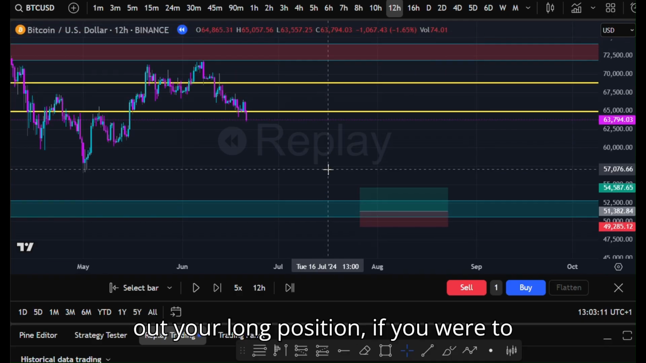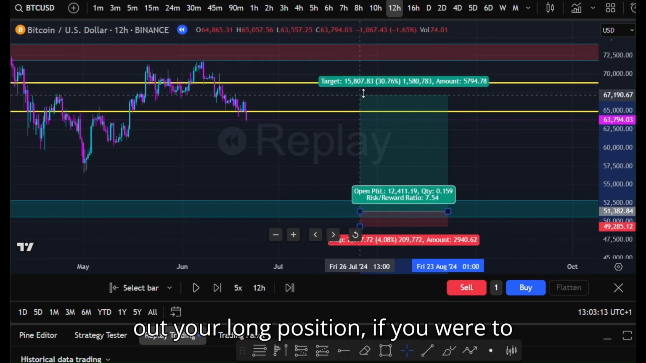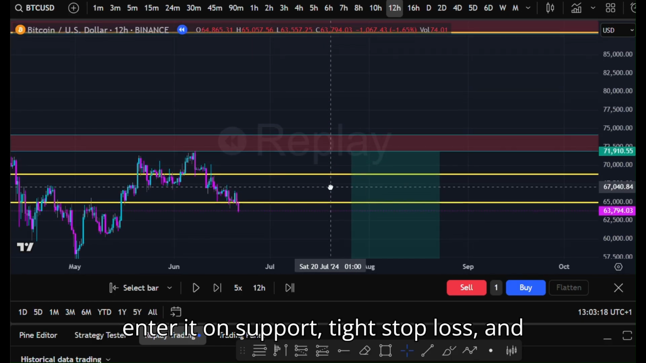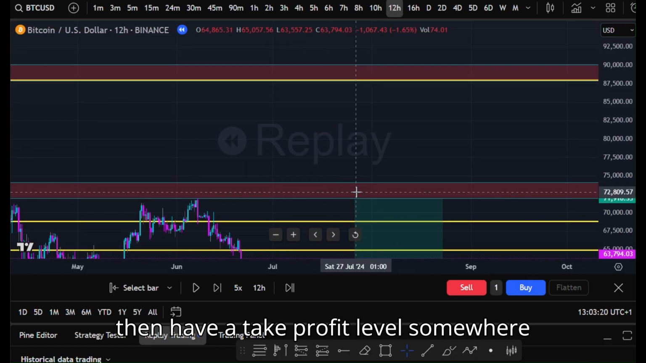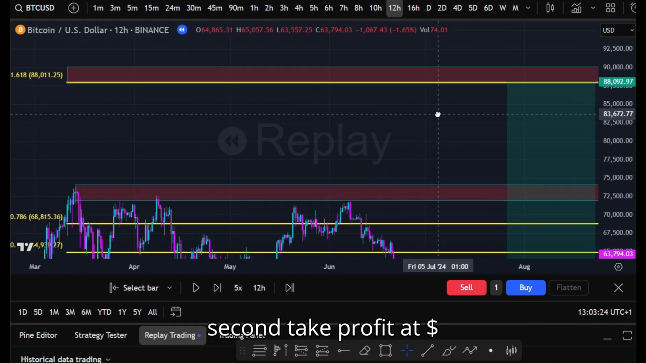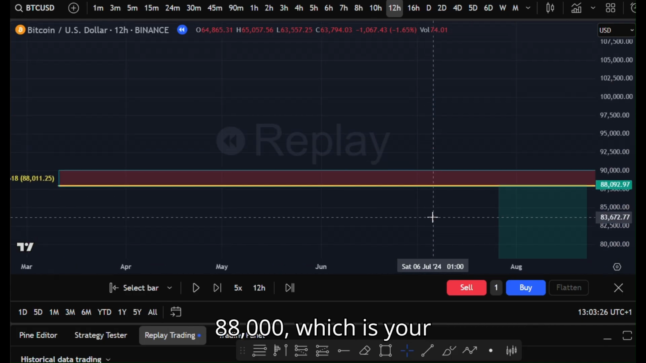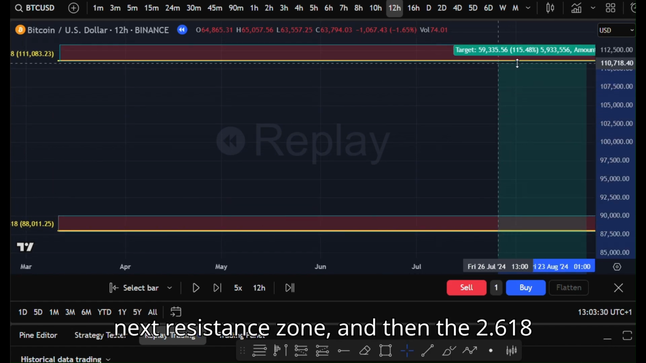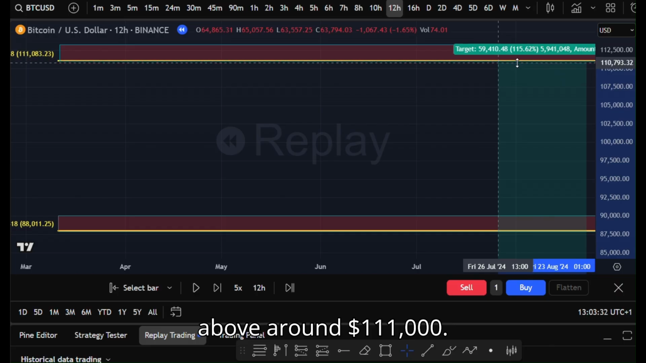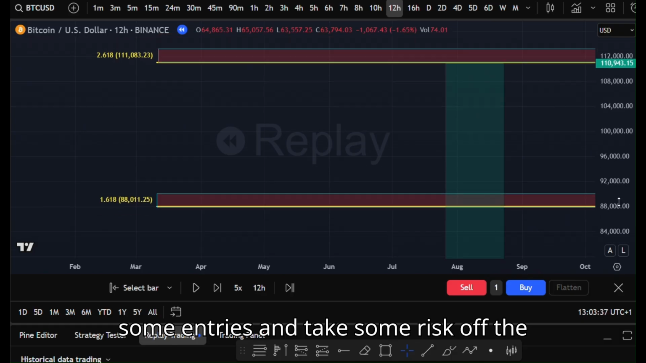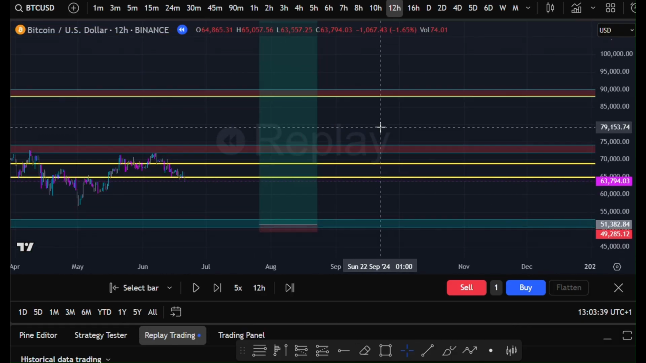Now if you want to paint out your long position, if you were to enter a position here, you'd want to enter it on support, tight stop loss, and then have a take profit level somewhere around here, around 71. Maybe have a second take profit at 88,000, which is your next resistance zone, and then the 2.618 above around 111,000. That's typically where I'd look to put some entries and take some risk off the table.